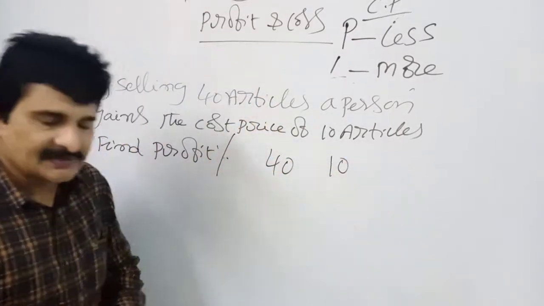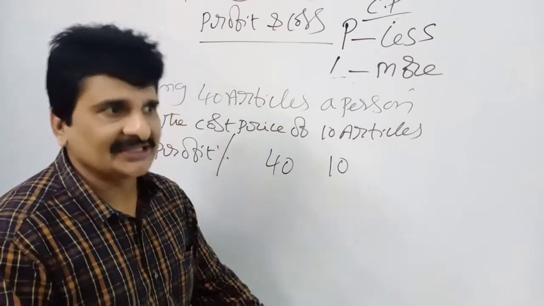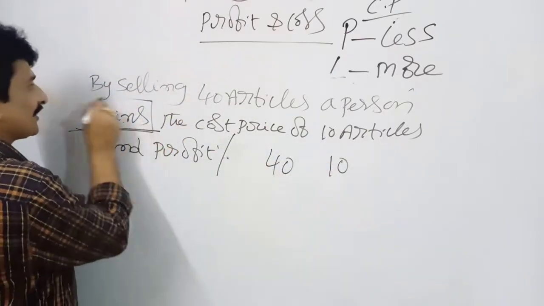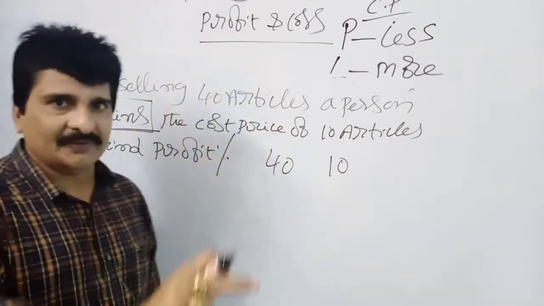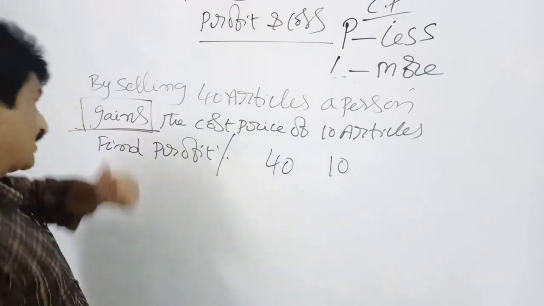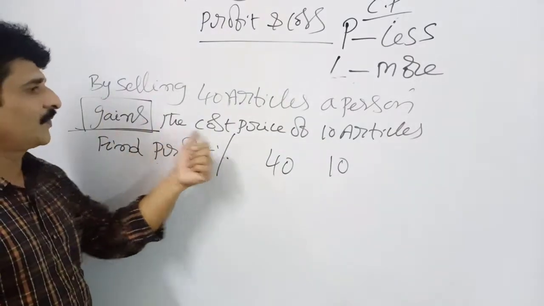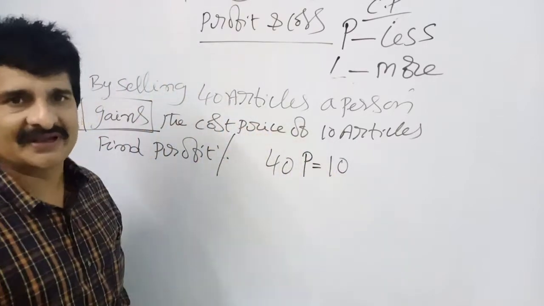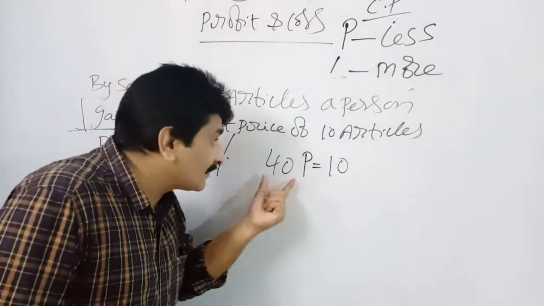The difference between the previous question and this question is that in this question, he has directly given whether you got the profit or loss. In the previous question, you had to find whether you got the profit or loss. But here he has given that the profit is the cost price of 10 articles. So 10 will be the profit. Then what will 40 be?